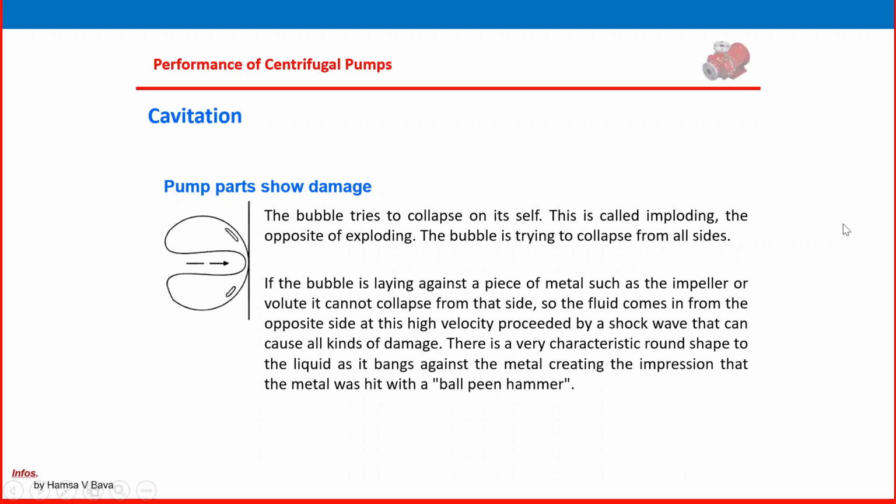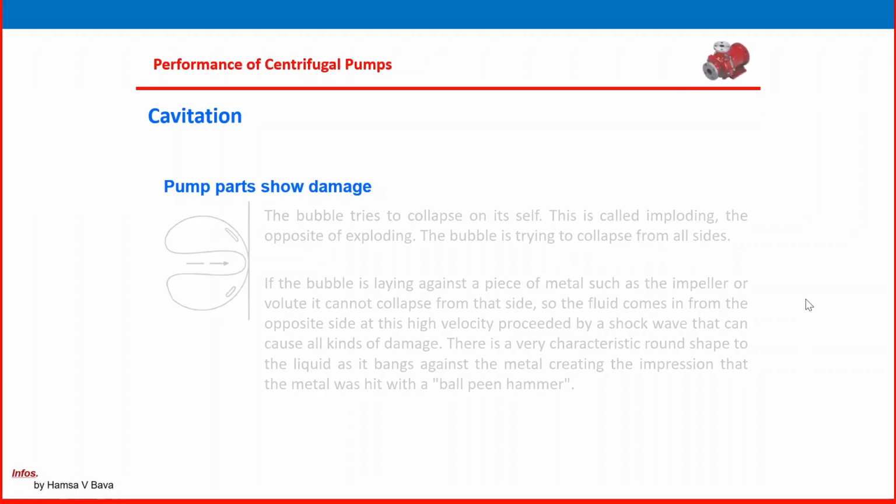If the bubble is laying against a piece of metal such as the impeller or volute, it cannot collapse from that side. So the fluid comes in from the opposite side at this high velocity, preceded by a shock wave that can cause all kinds of damage. There is a very characteristic round shape to the liquid as it bangs against the metal, creating the impression that the metal was hit with a ball peen hammer.